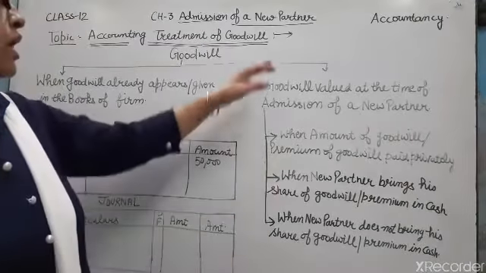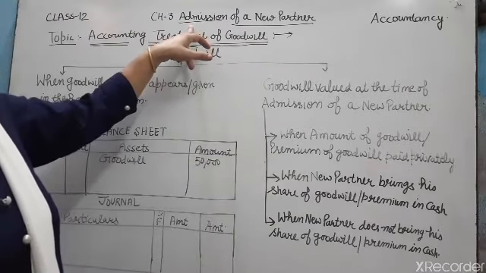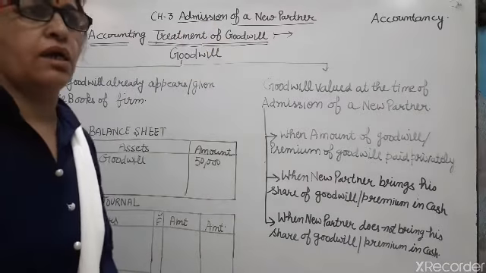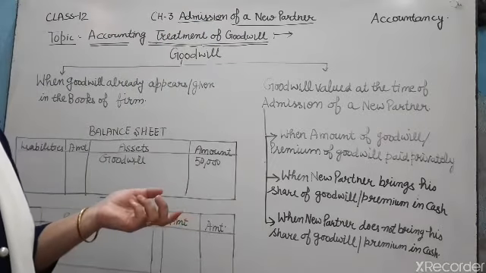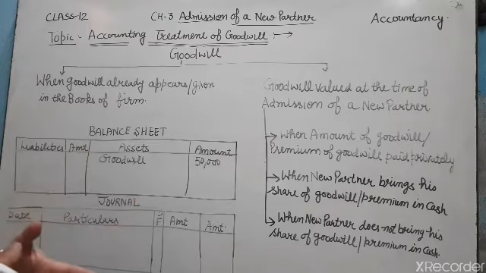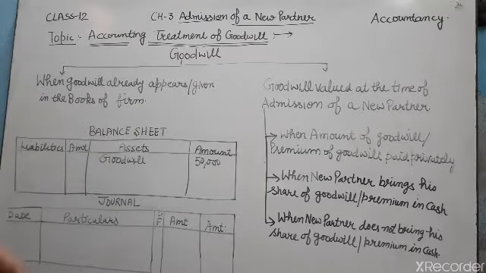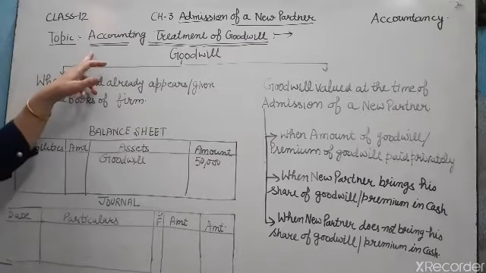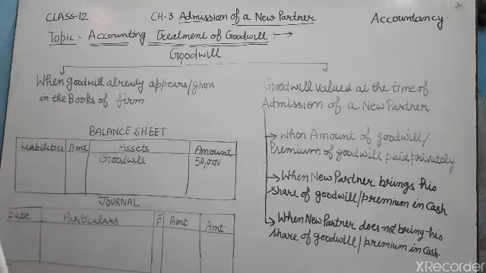And today we are doing the third chapter of Accountancy, Admission of a New Partner. In the last two videos you studied that when a new partner is admitted, how we can calculate the new profit sharing ratio, and second, how we calculate the sacrificing ratio. And today in this video we are studying topic number 3, accounting treatment of goodwill. When a new partner is admitted, what accounting treatment of goodwill is done.